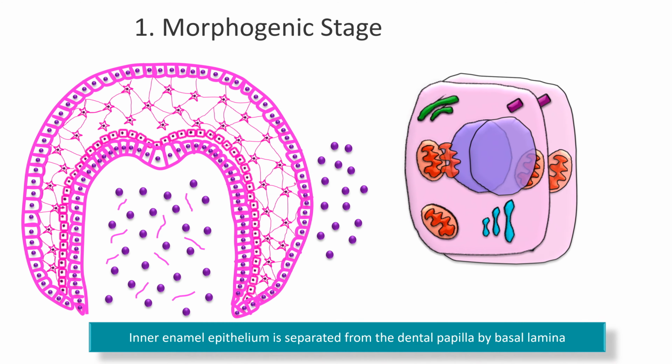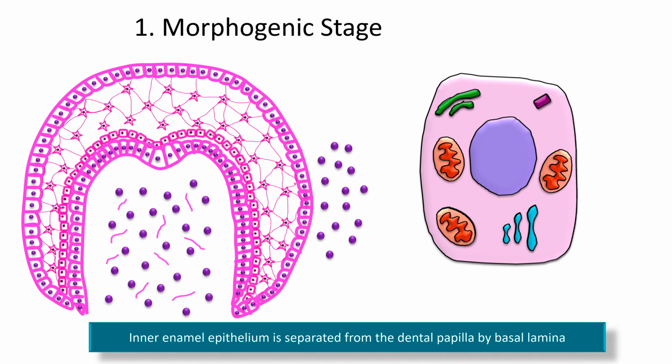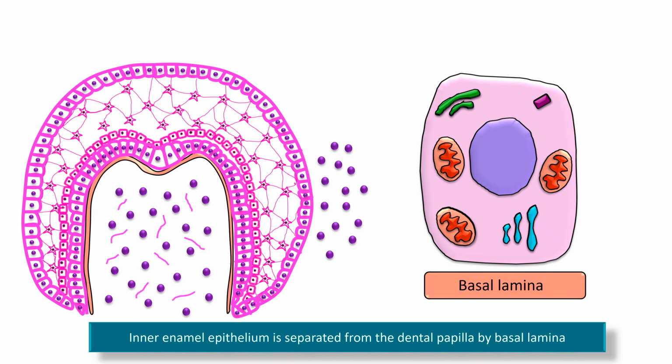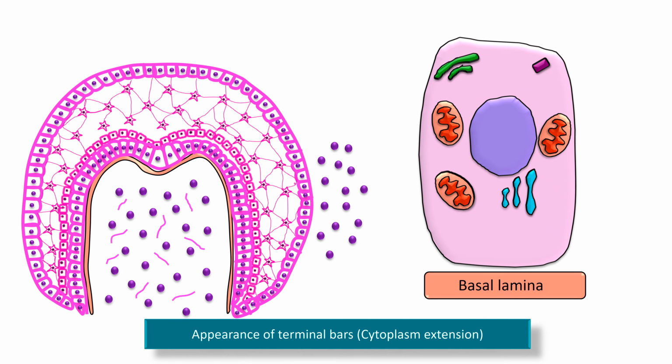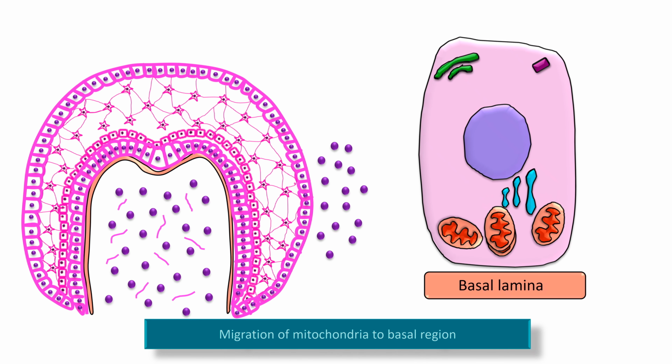Coming to the life cycle of ameloblast, the first stage is the morphogenic stage. In this stage, the inner enamel epithelium is separated from the dental papilla by a delicate basal lamina. Appearance of terminal bars. These are the cytoplasmic extension. Then mitochondria migrate to the basal region of the cell.